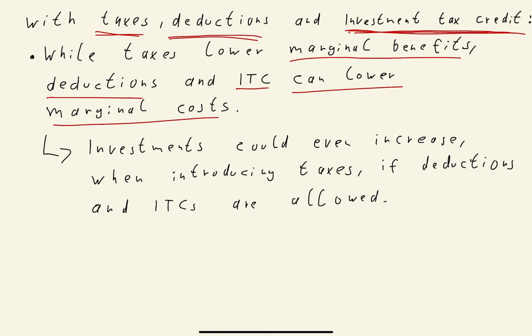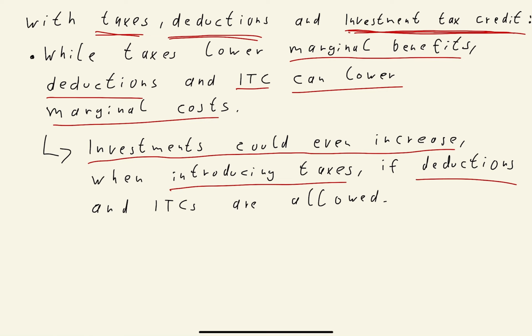So if you simultaneously have the tax lowering the marginal benefit, but the deductions and the possibility to receive an ITC are lowering your marginal costs, what could happen is that the investments could even increase when you introduce taxes, because you could simply use the deductions, which are sometimes a consequence of this tax, and you can get the ITCs, which further decrease your marginal costs.